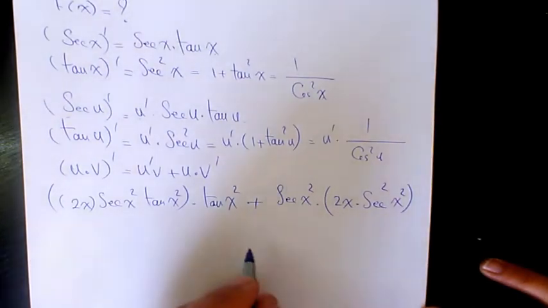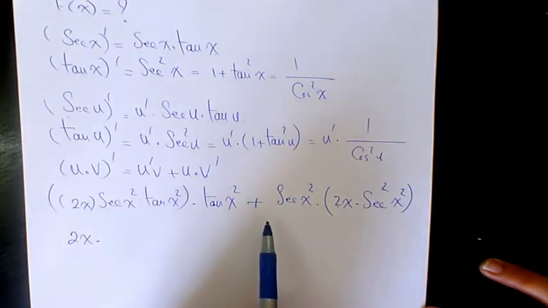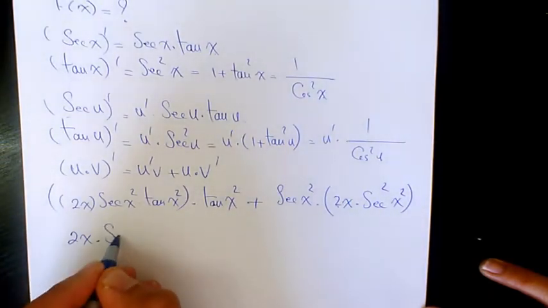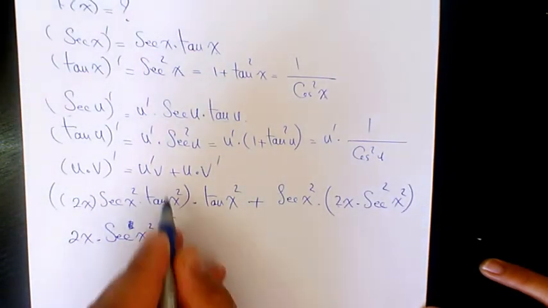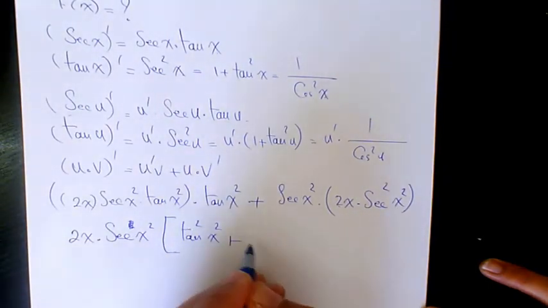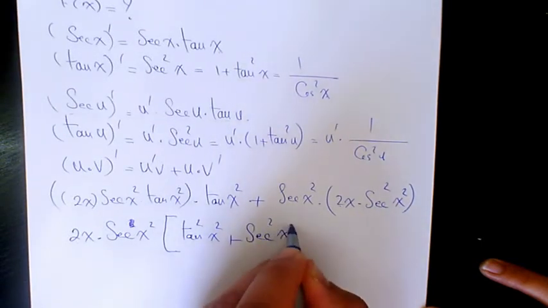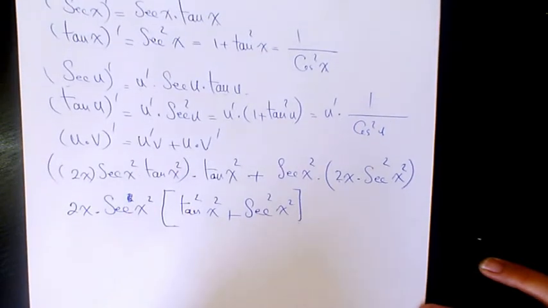So now this is the final function. We can just simplify it. We can factor 2x, and we can factor secant x squared, since we have it in both parts. And then the rest will be tan squared of x squared plus secant squared of x squared. So basically that's going to be the final answer.